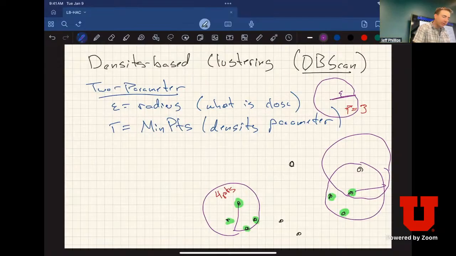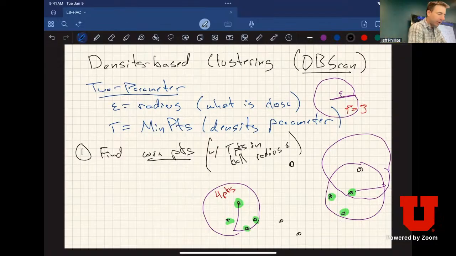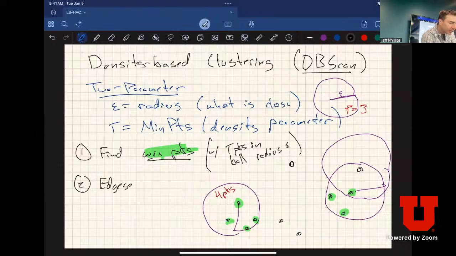So the first step, I'm going to find the core points. These are points with tau points in a ball of radius epsilon. So I'm going to find the core points, and these were highlighted here. Then I'm going to draw edges, and these edges have two properties.